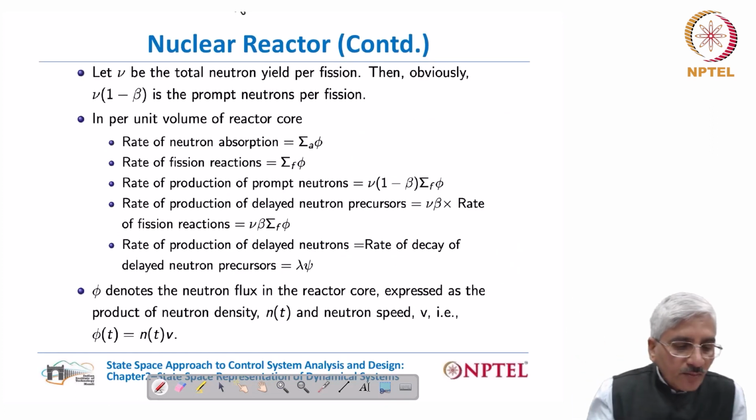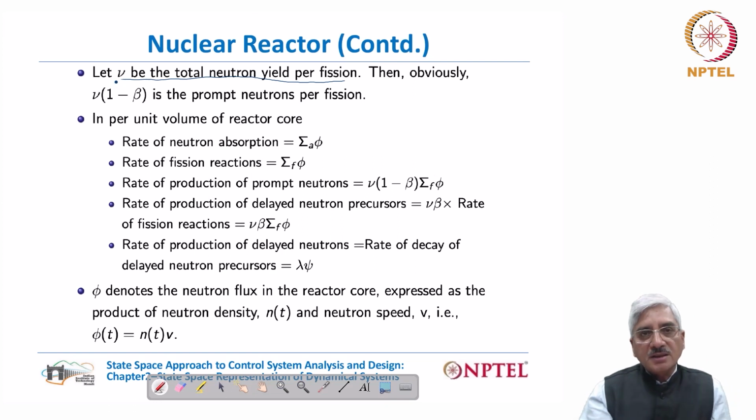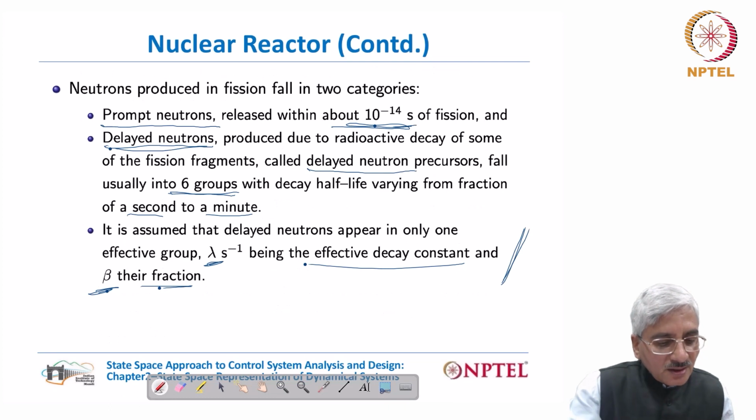Sorry. So if nu is the total number of neutrons liberated in fission, I said that in some fission events 2 neutrons are liberated, in some other 3 are liberated, and nu is the average number of fission neutrons being liberated. Average in the average sense, not in the individual fission events. So I was telling that neutrons produced fall into 2 categories. One is called the prompt neutrons.